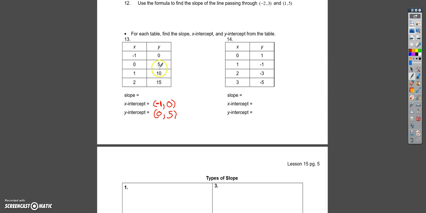And now we have to find the slope. So we pick 2 points. Let's pick these two. So this would be x1, y1, and this would be x2, y2. So y2 minus y1 over x2 minus x1, which is 5 over 1. So our slope is 5, or 5 over 1.